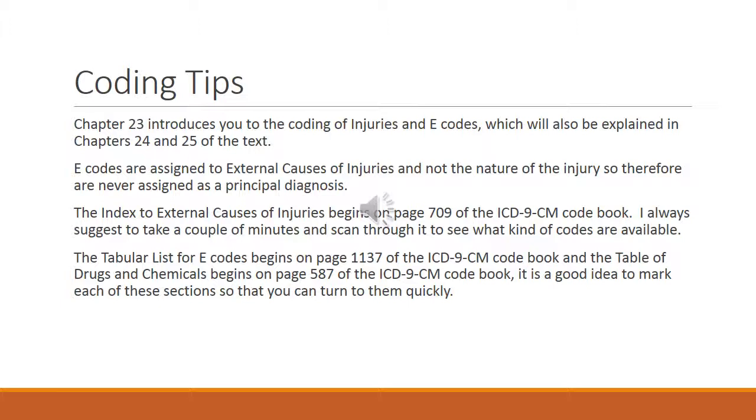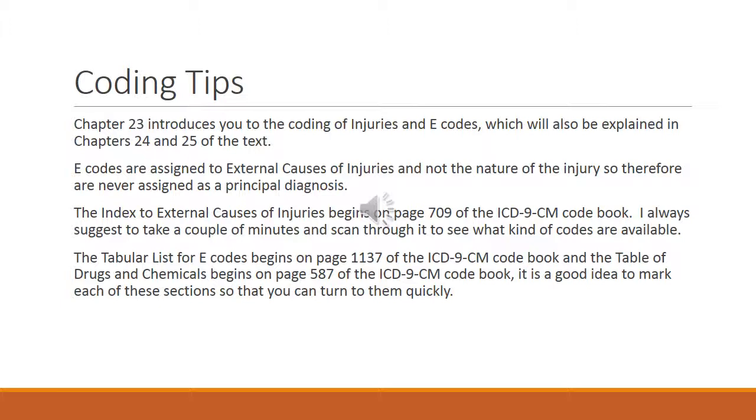Okay, now for our coding tips. Chapter 23 introduces you to the coding of injuries and E-codes, which will also be explained in chapters 24 and 25 of the text. Now, E-codes are assigned to external causes of injuries and not the nature of the injuries, so therefore are never assigned as a principal diagnosis. The index to external causes of injuries begins on page 709 of the ICD-9 codebook.